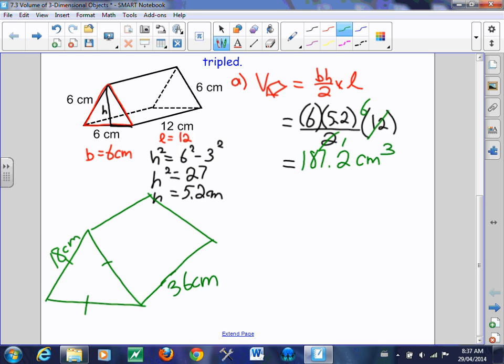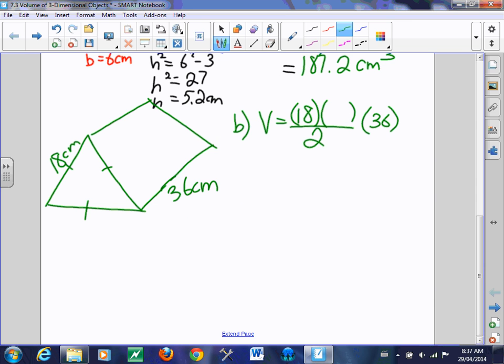So the volume formula is still the same. Volume equals, we know our base is 18. Do we know the height yet, folks? No, we're going to have to find that. So let's leave it blank for one quick sec. And we're going to times it by the length, which is 36.